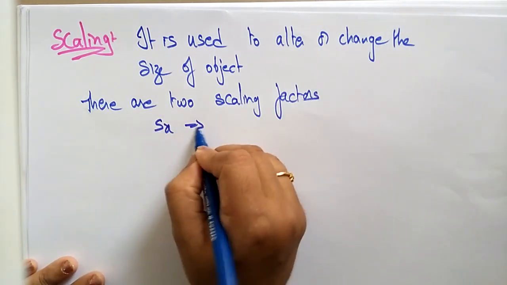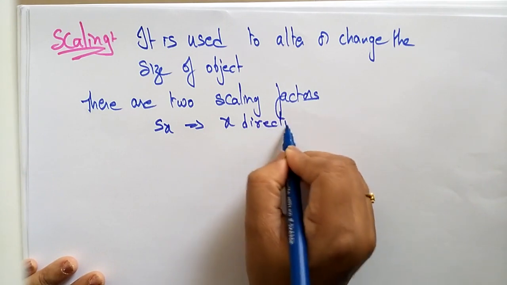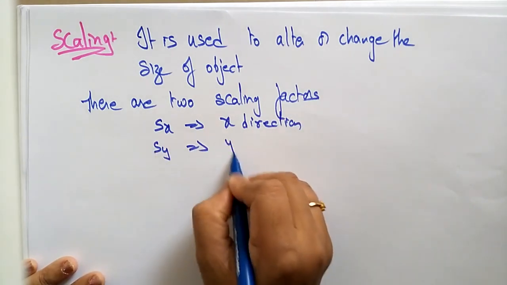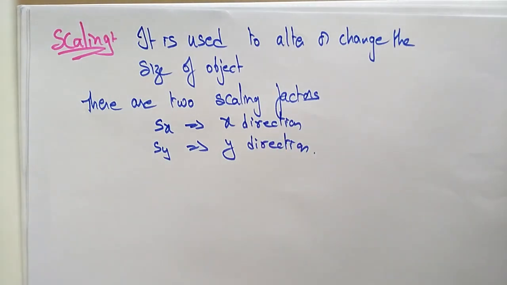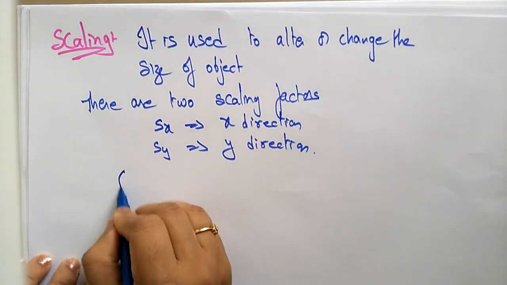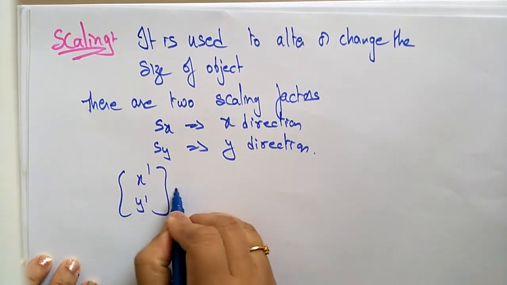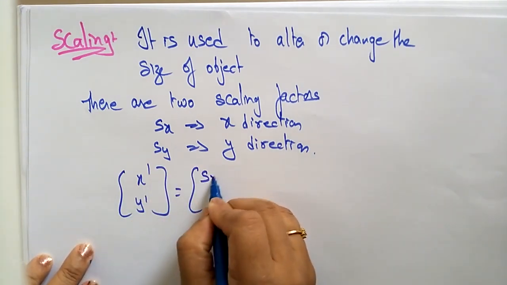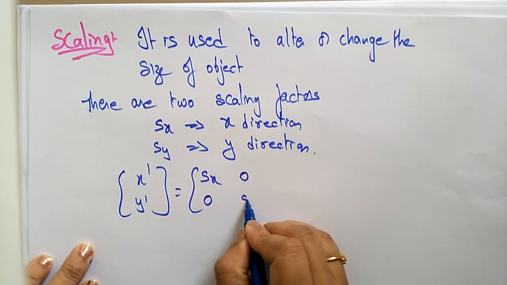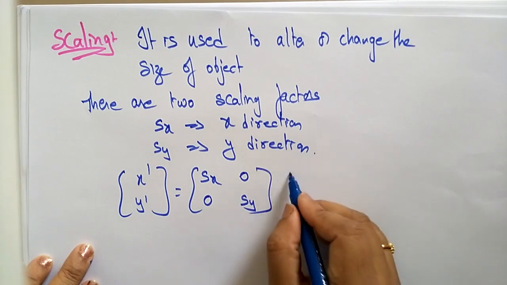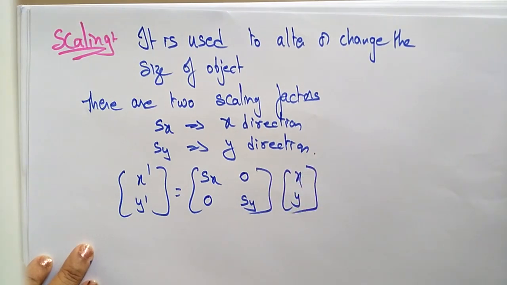Sx, which is in the x direction, and Sy, which is in the y direction. So these are the two scaling factors, and based on them the changes can be done. The scaling transformation changes the object using the formula: x dash and y dash, the new coordinates, are obtained from Sx, the scaling factor in the x direction, 0, 0, and Sy, the scaling factor in the y direction, applied to the given coordinates. So the formula is P dash is equal to S dot P.